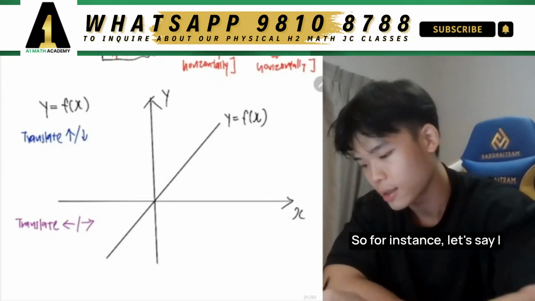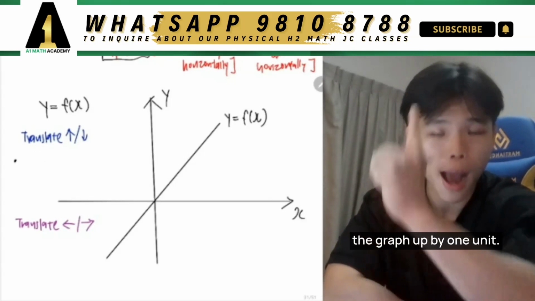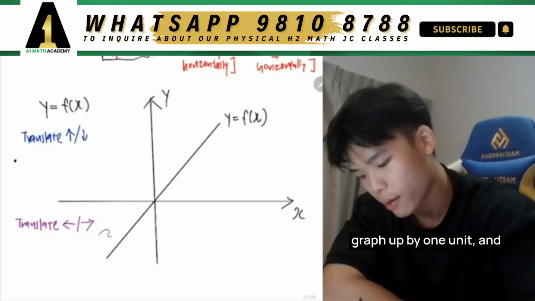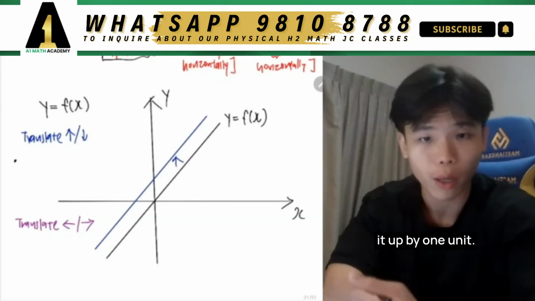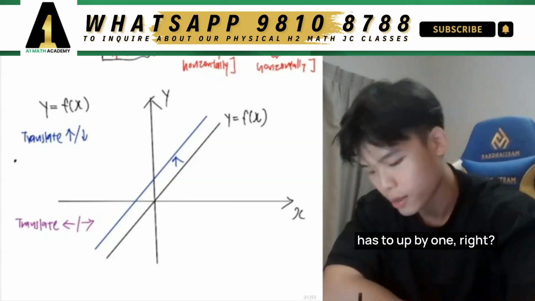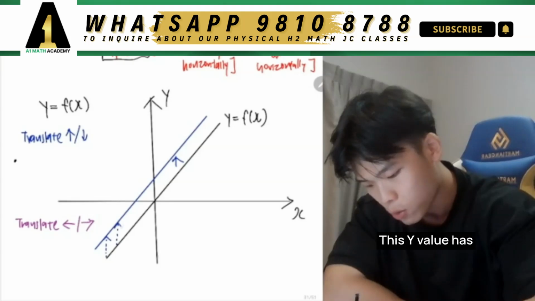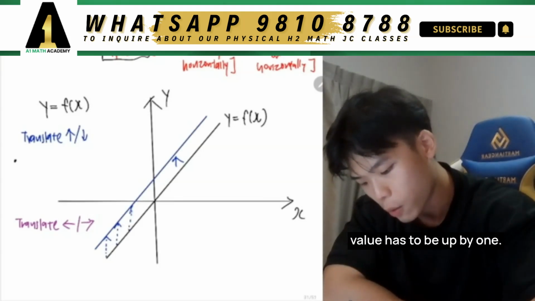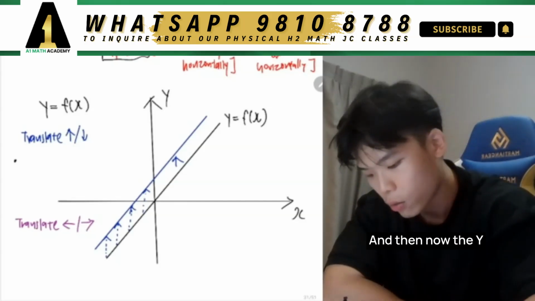For instance, let's say my goal is to shift the graph up by 1 unit, making it into a graph like that. If I want to shift it up by 1 unit, every single y value has to go up by 1. If we compare here to here, this y value has to go up by 1, this y value has to go up by 1, and so on and so forth. And now the y-intercept here will be 1.